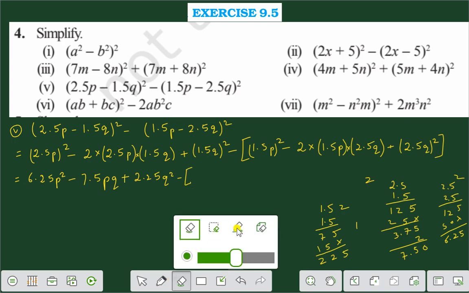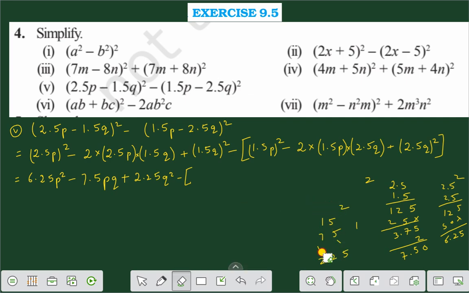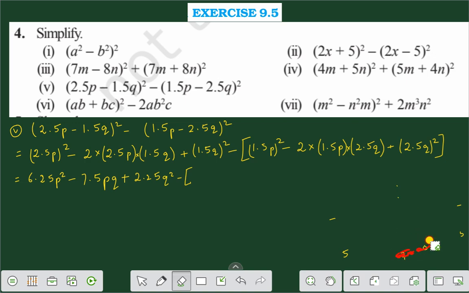Now you can write here as, you rub this one, then we are getting 1.5 into 1.5, that is 2.25. Therefore, 2.25 p square minus 7.5 pq plus 2.5 into 2.5 is 6.25 q square.